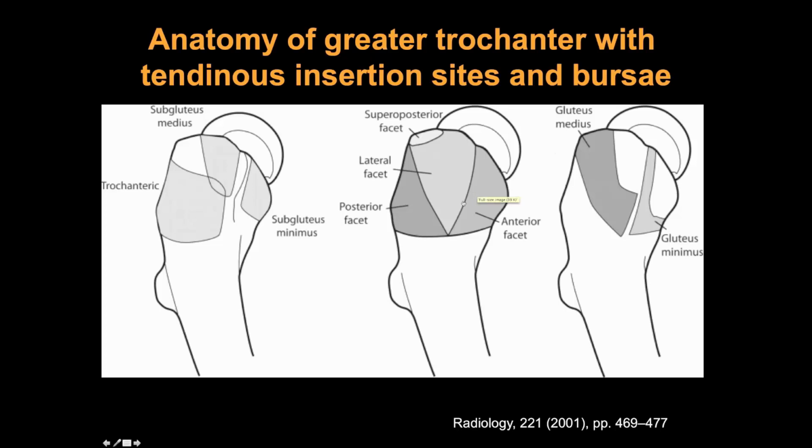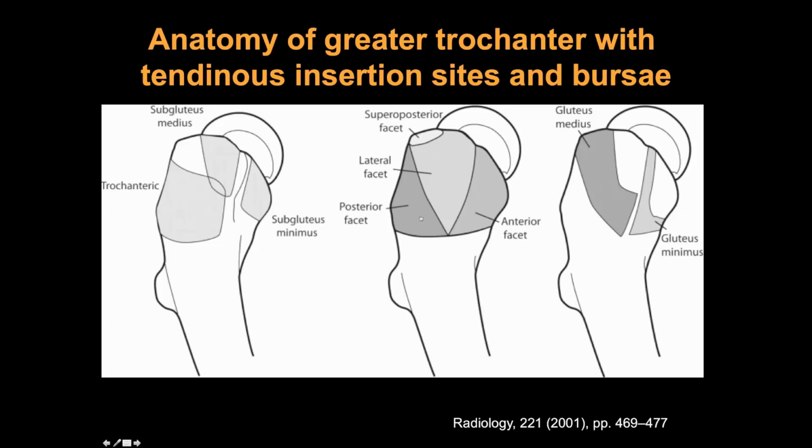So if we look at this diagram, anteriorly we'll have the anterior facet, and that will be the site of attachment of the gluteus minimus tendon. Deep to the gluteus minimus tendon, we will see the subgluteus minimus bursa. Along the lateral and superior posterior facet, we'll see the attachment of the gluteus medius tendon, and deep to that we will see the subgluteus medius bursa.